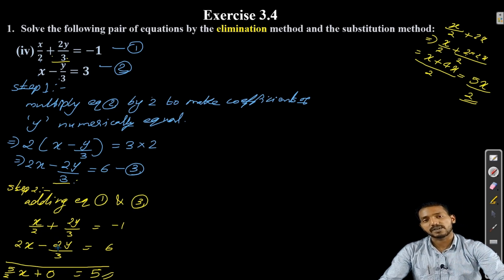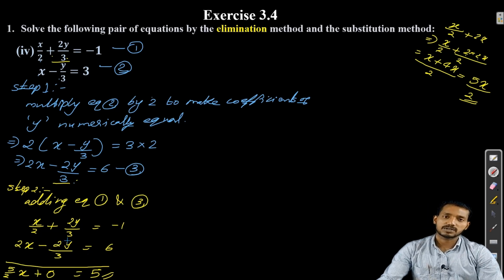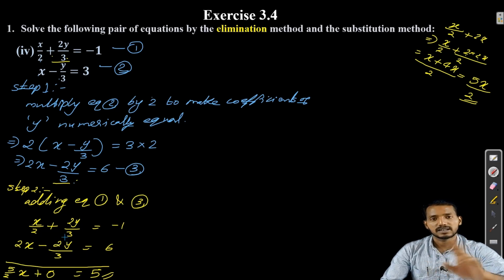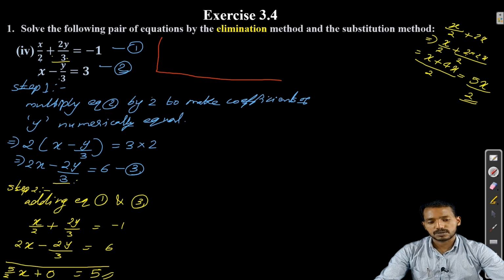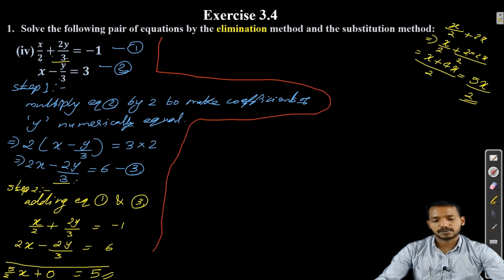This is the reason why we added the equations here, because they are opposite in sign. So while we are adding, it will be eliminated. Clear? That is very important. As we go to the equation in one variable, we need to proceed with step 3.